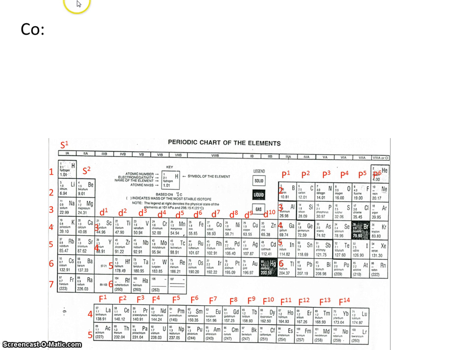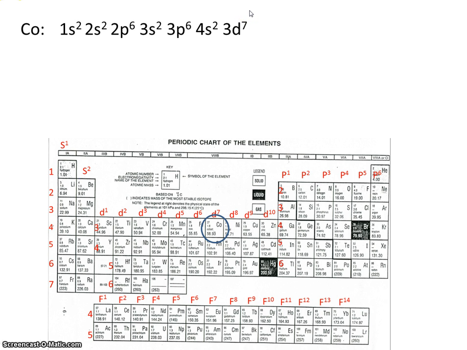So if we were to complete an electron configuration for cobalt, it would look something like this. Cobalt has 27 electrons, so we would fill up from the bottom. 1s2, 2s2, 2p6, 3s2, 3p6, 4s2, and the 3d sublevel has 7 electrons, so 3d7. Now, the way we filled this up is we filled up the 4s2, and then we filled up the 3d7.